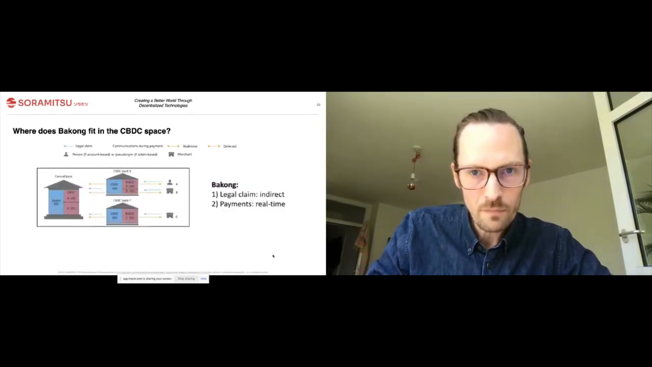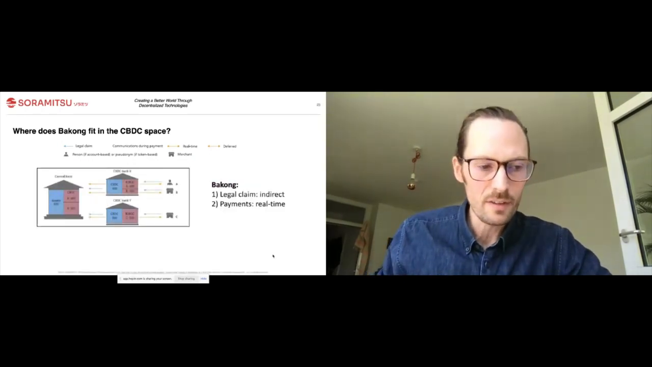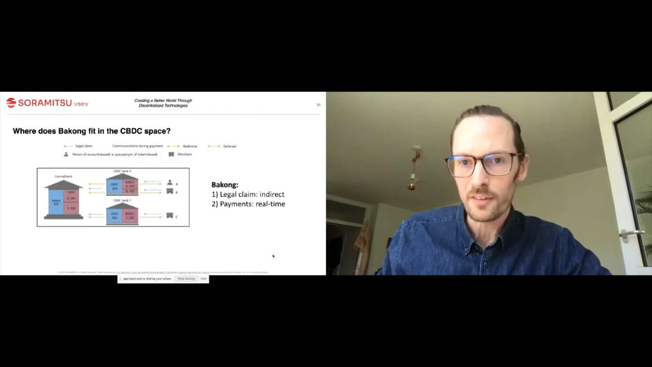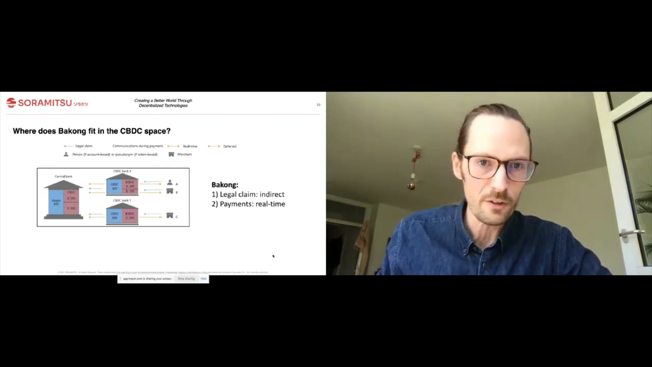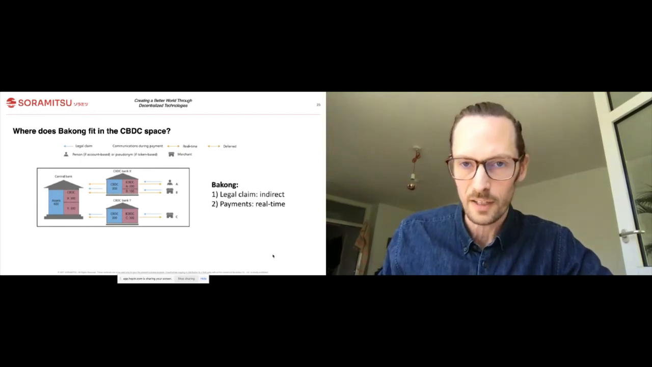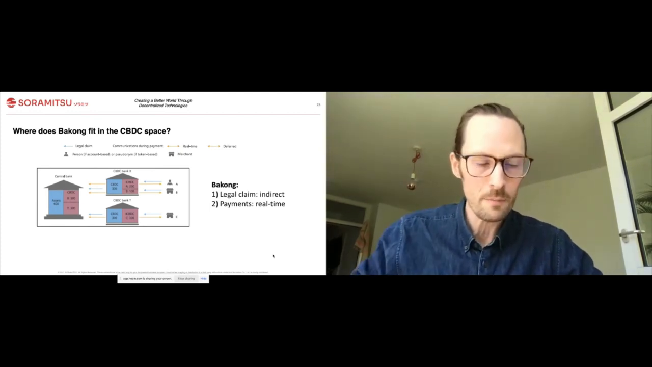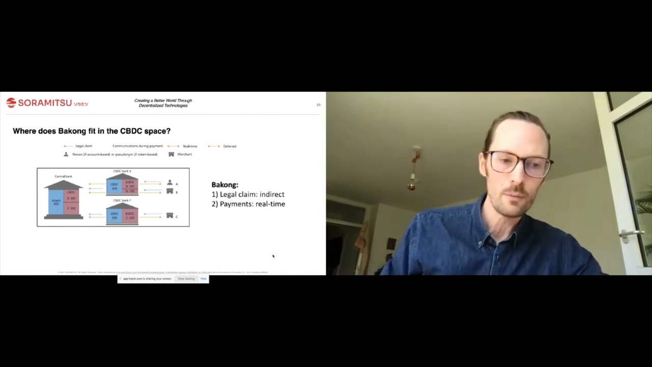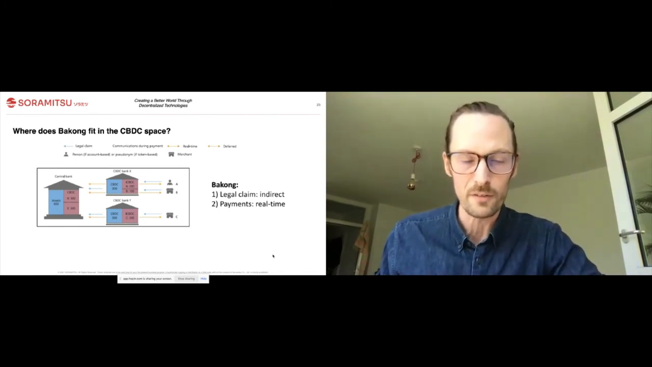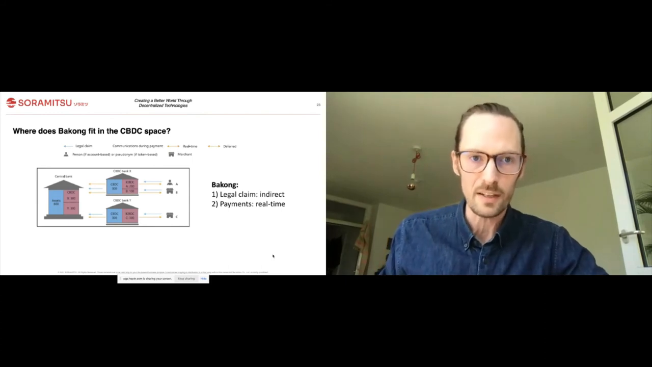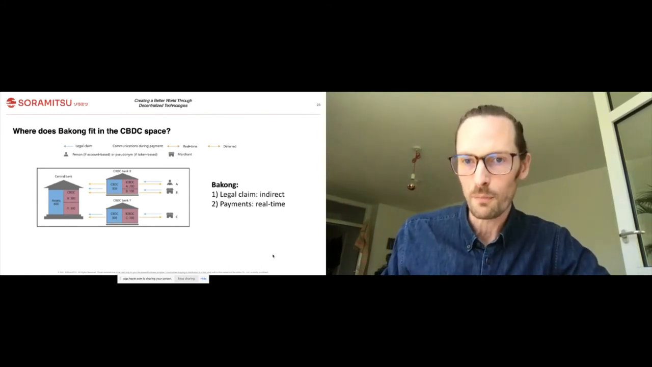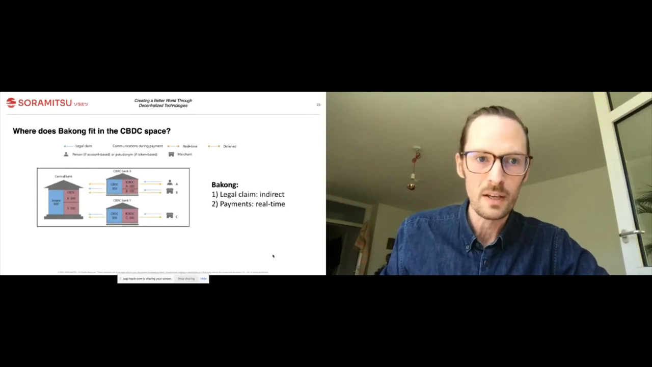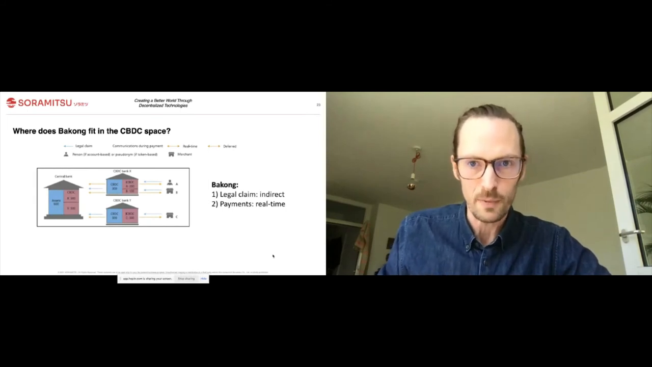And Bakong kind of crosses the boundaries of these, because the legal claim is indirect. The legal claim is mediated by users' commercial financial institutions. As I mentioned before, each financial institution maintains a Bakong settlement account, which is linked to their central bank reserve account. So the claim is mediated by the commercial bank, but the payments are written in real time on the distributed ledger maintained by the central bank.